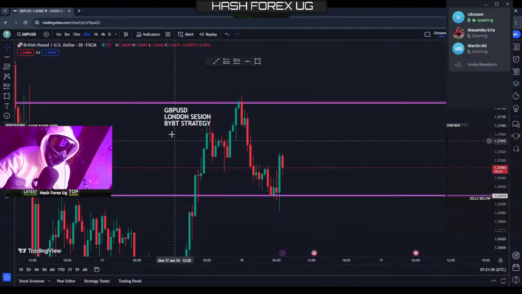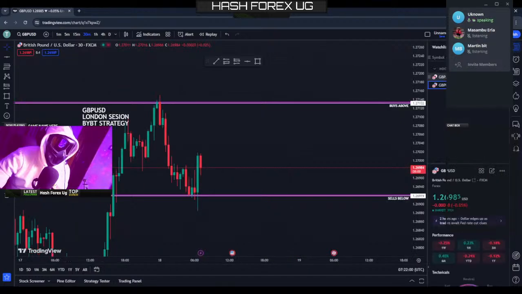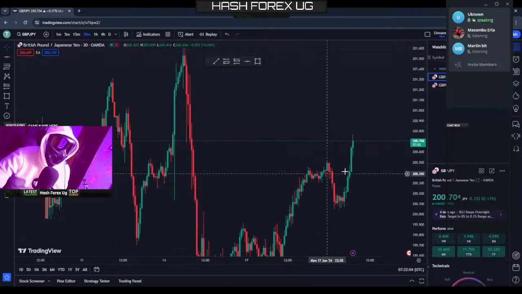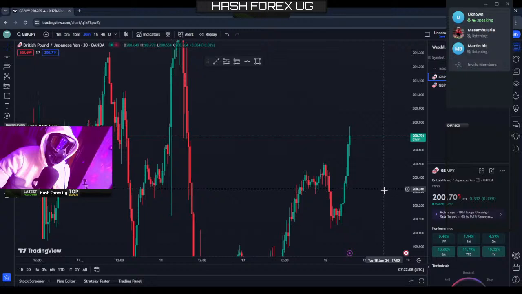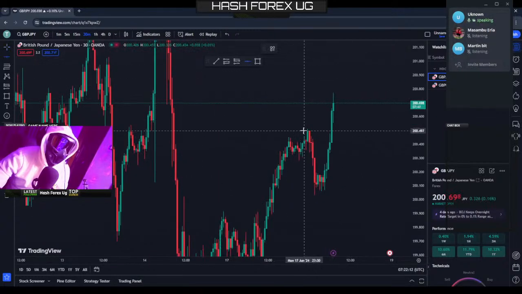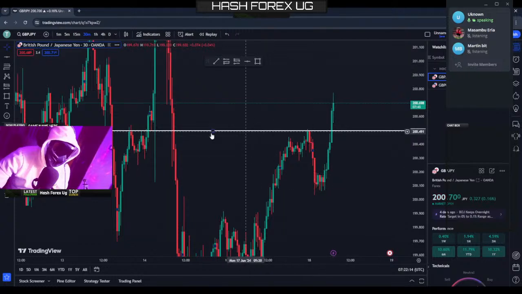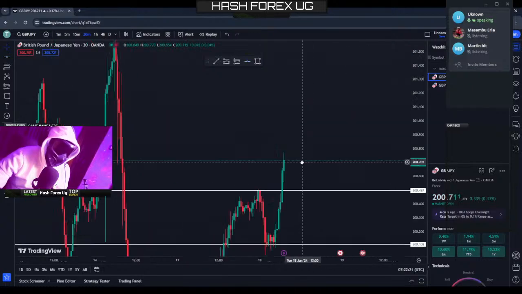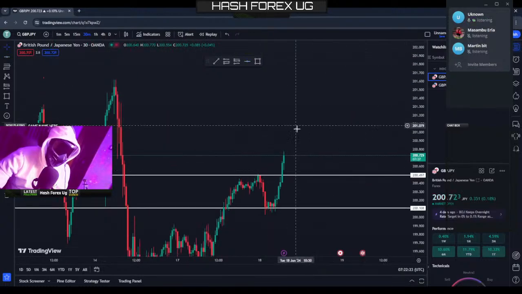We are having GBP USD and GBP JPY on our list today. We shall be looking for some buys above on GJ and some sells below that zone.